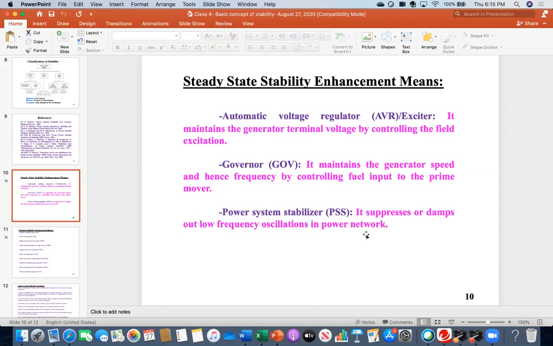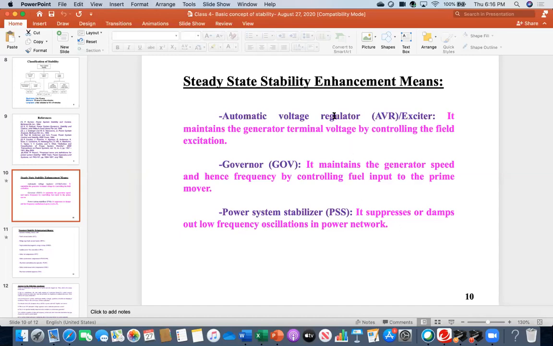For example, in a network where nothing has happened, but continuously there is oscillation. Like you are measuring the power or voltage or current at a particular portion of the network, and you are just looking, there is continuous oscillation. It is not going high, it is not going low, but a sustained or persistent oscillation. So there is a device, the power system stabilizer, that can dampen or mitigate that impact.